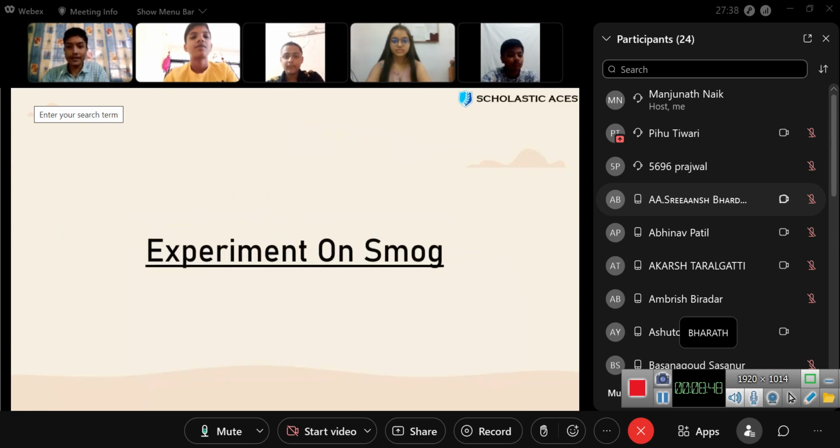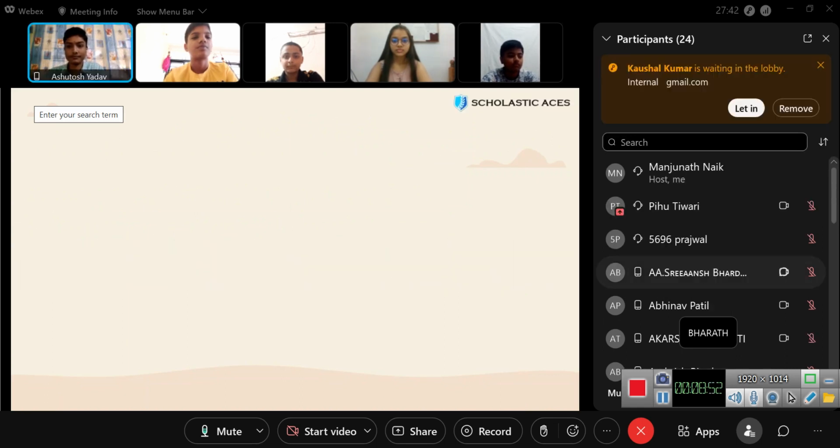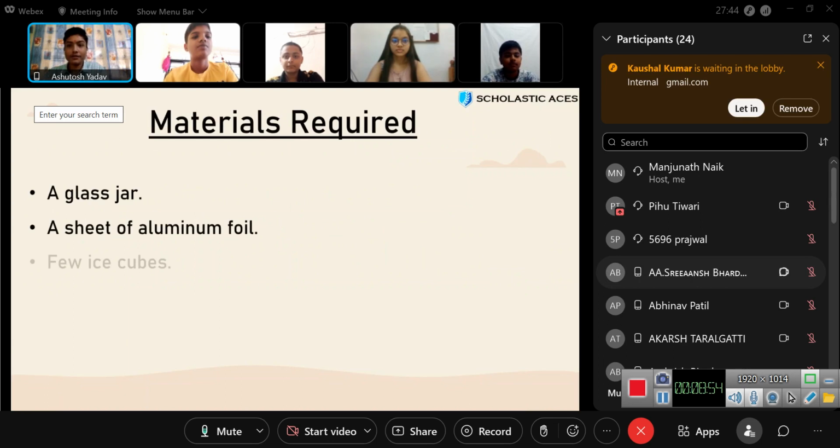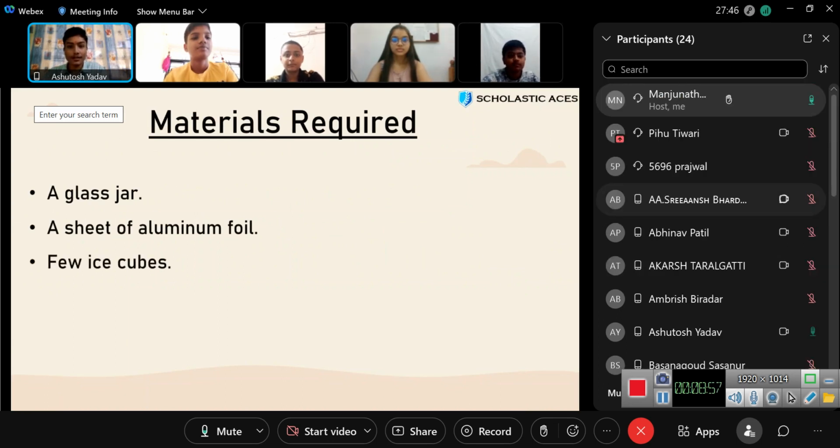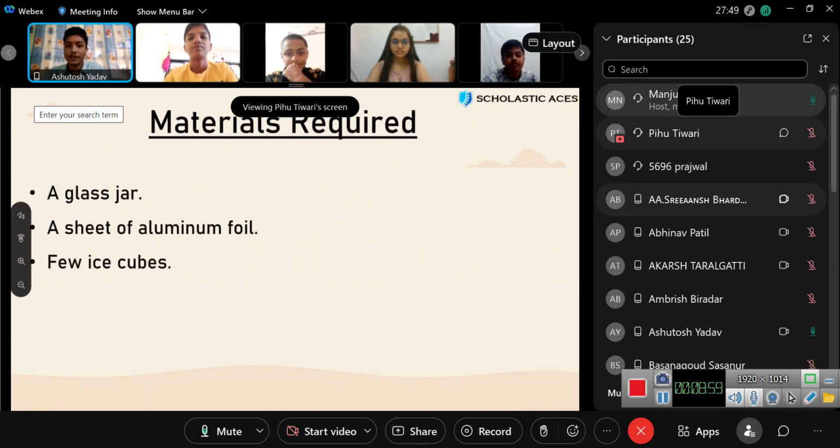Here is an experiment done by me on the formation of smog. The materials required to perform this experiment are a glass jar, a sheet of aluminium foil, and a few ice cubes.